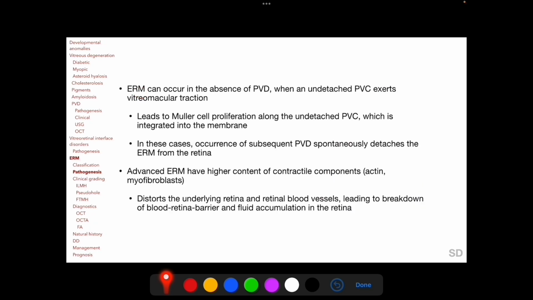An epiretinal membrane can also occur in the absence of posterior vitreous detachment when an undetached posterior vitreous cortex exerts vitreomacular traction, leading to Muller cell proliferation along the undetached posterior vitreous cortex. In these cases, occurrence of subsequent posterior vitreous detachment spontaneously detaches the ERM from the retina. Advanced ERM have higher content of contractile components, which lead to distortion of the underlying retina and retinal blood vessels, breakdown of the blood-retina barrier, and fluid accumulation within the retina.